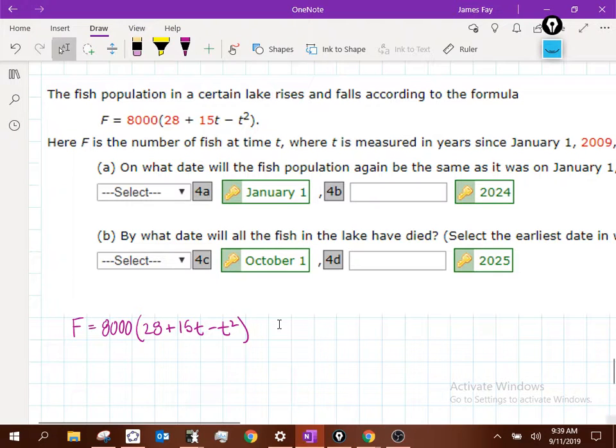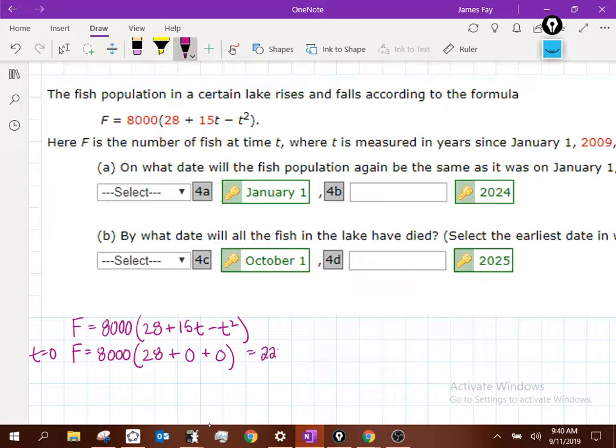We're going to take and figure out what was the population at initial time. So at initial time, that's when t is equal to 0, right? So can I put 8,000? This would be 28. This would go to 0. And that would go to 0, right? So I'm looking for what 8,000 times 28 looks like. And it's that number there.